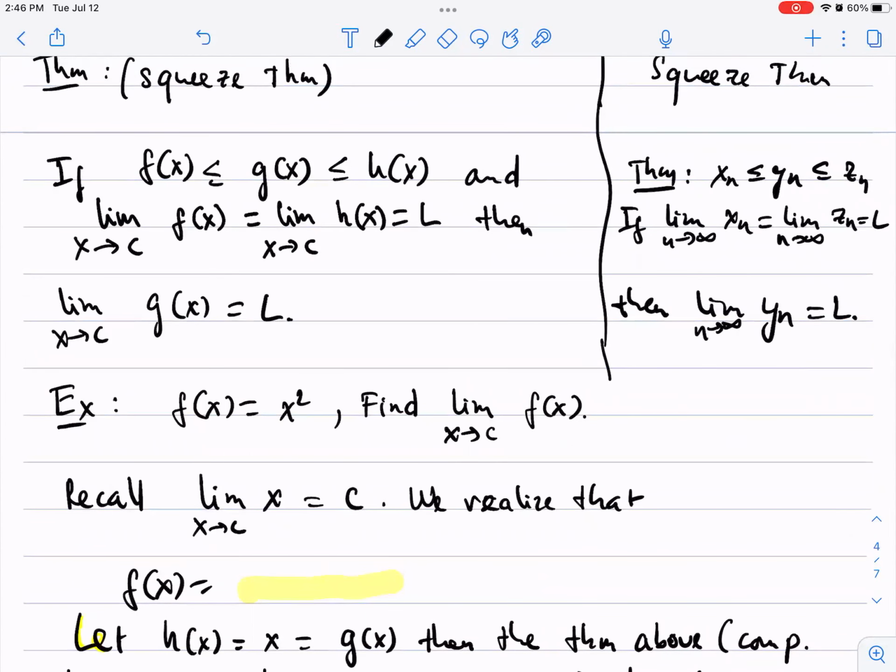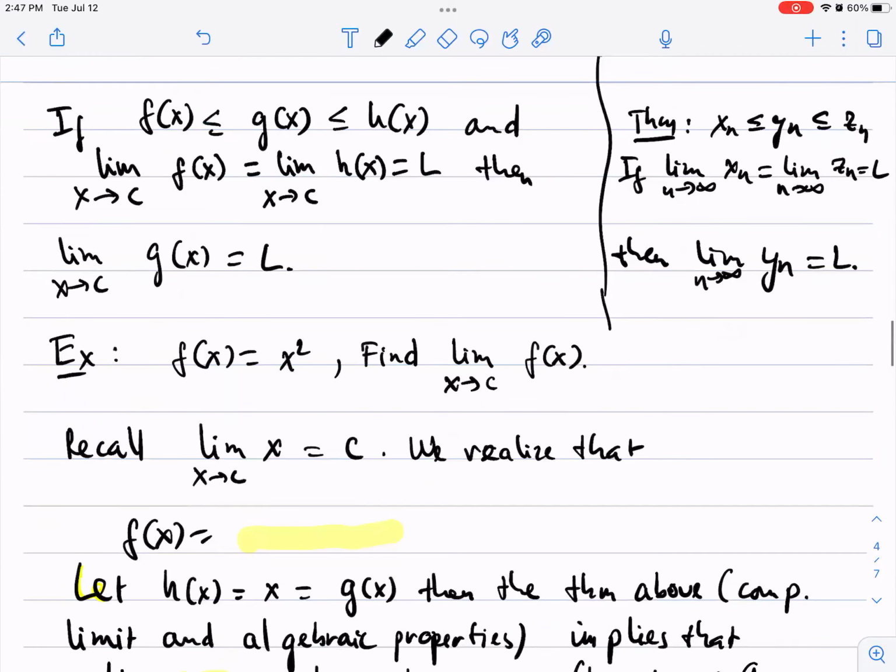So this is very similar to the statement for sequences. Remember, the squeeze theorem for sequences says that if you have sequences xn smaller than or equal to yn smaller than or equal to zn, and the limit of the smallest sequence xn equals the limit of the largest sequence zn equals some number L, then the sequence in the middle, yn, must converge to L as well.